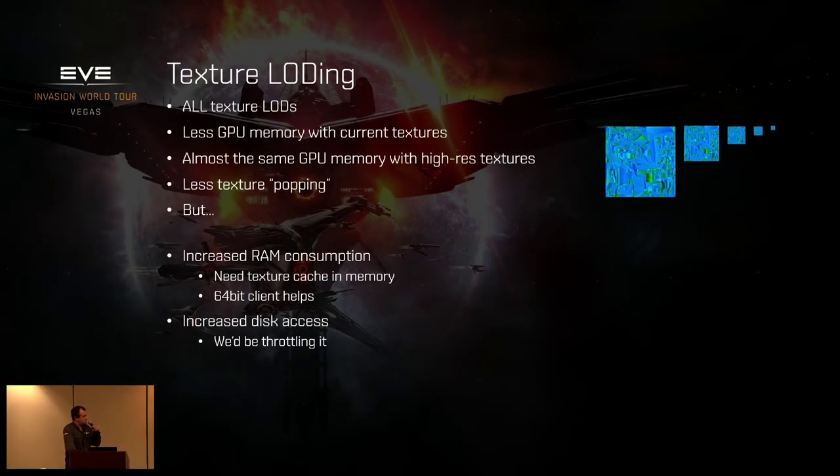What if instead of just having these three variants of the texture, we have all of them, kind of like this? This would allow us to save even more memory because we can switch to lower resolution textures way faster. We did some tests with this, and it turns out that we would be using way less GPU memory if we switched to this scheme with our current texture setup. But also, if we allow high-resolution textures, something we have promised for years, we would stay in the same ballpark of GPU memory. So just by using this algorithm, we can sort of get the high-resolution textures for free.